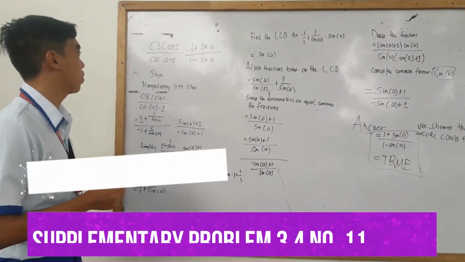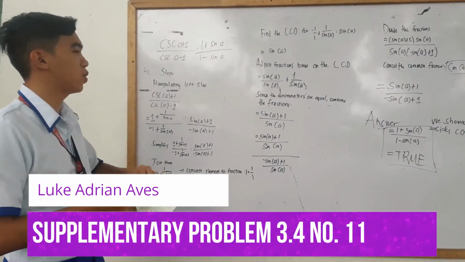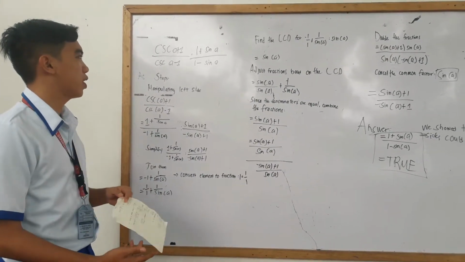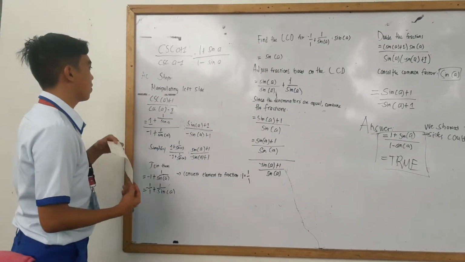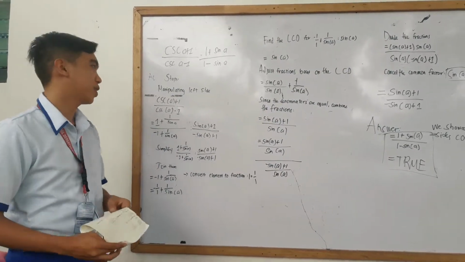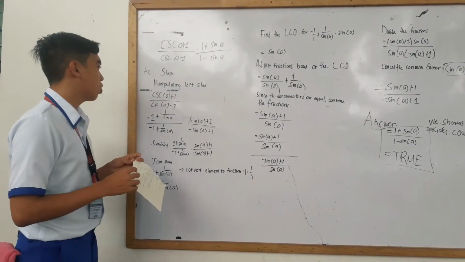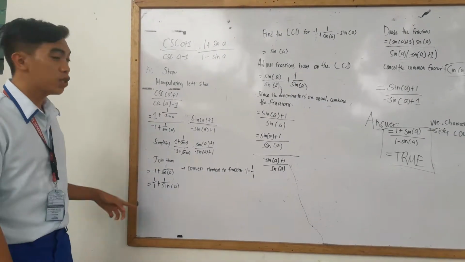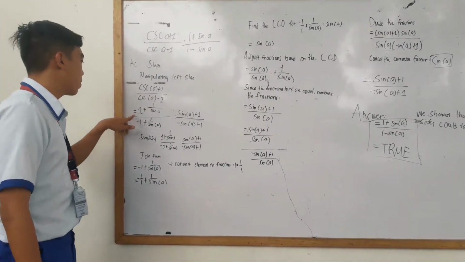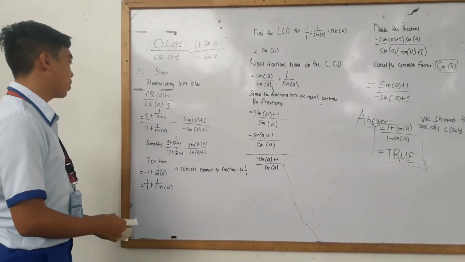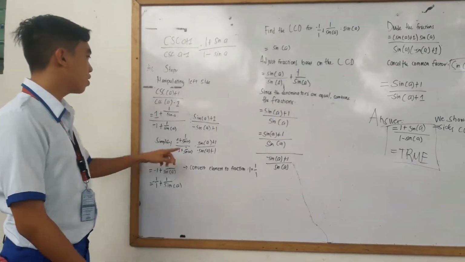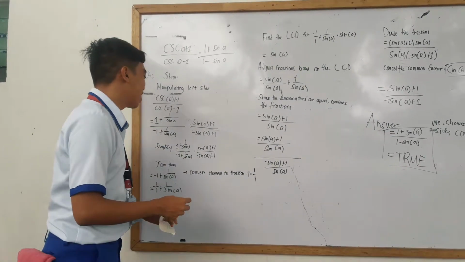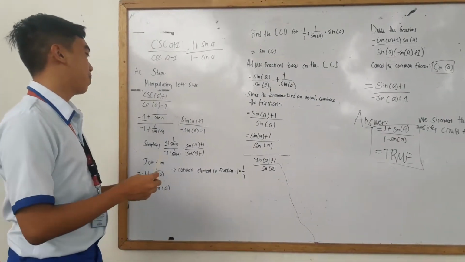Cosecant a plus 1 over cosecant a minus 1 equals 1 plus sine a over 1 minus sine a. So here are the steps. Step 1 is to manipulate the left side, which is cosecant a plus 1 over cosecant a minus 1, which would equate to 1 plus sine a over negative 1 plus 1 over sine a, to sine a plus 1 over negative sine a plus 1.